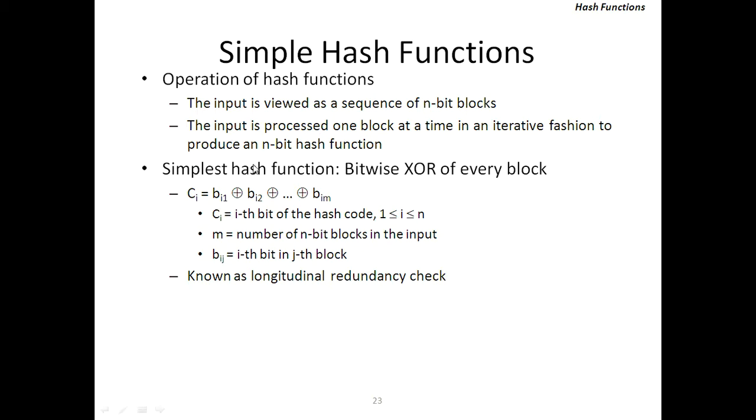Now see the operation of this simple hash function. Suppose the input is viewed as a sequence of n bit blocks. You can divide the plain text into n bit blocks. The input is processed one block at a time in an iterative fashion to produce the n bit hash value. For example, take block one and block two and do the exclusive OR. Then take block three and do the exclusive OR again. Or you can take all the blocks, and you can design the algorithm for that.